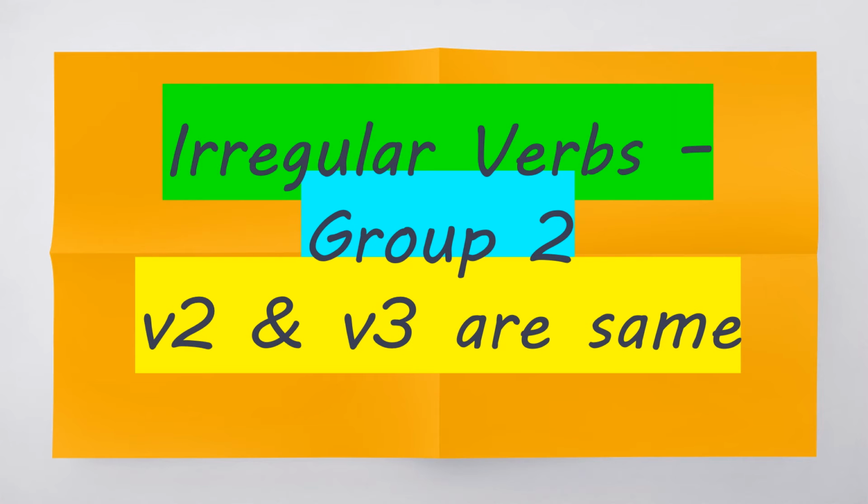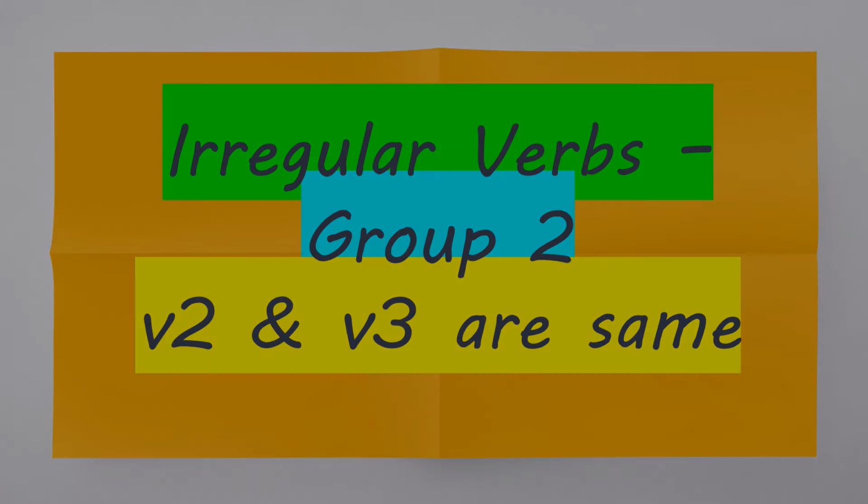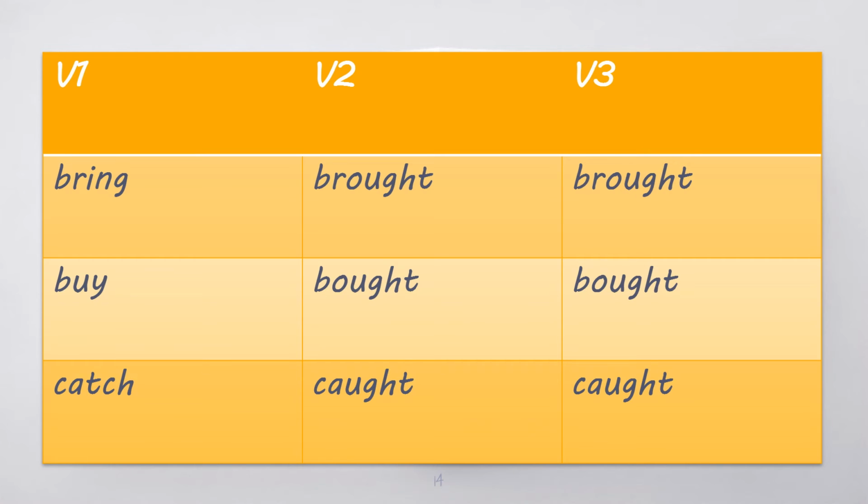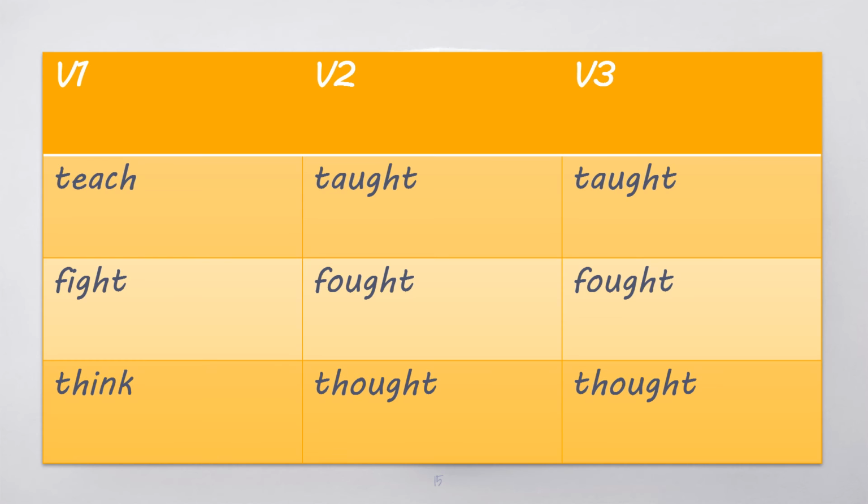Irregular verbs, Group 2. In Group 2 of irregular verbs, V2 and V3 are same. Examples of irregular verbs, Group 2. Bring, brought, brought. Buy, bought, bought. Catch, caught, caught. You can see here that V2 and V3 are same. Teach, taught, taught. Fight, fought, fought. Think, thought, thought.